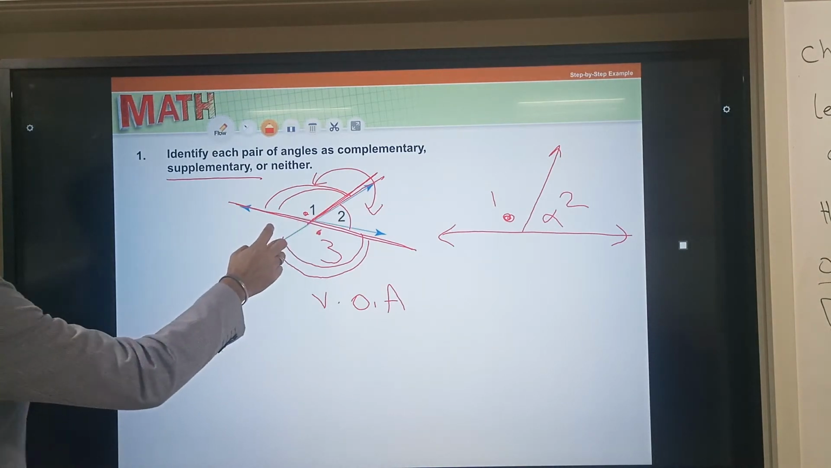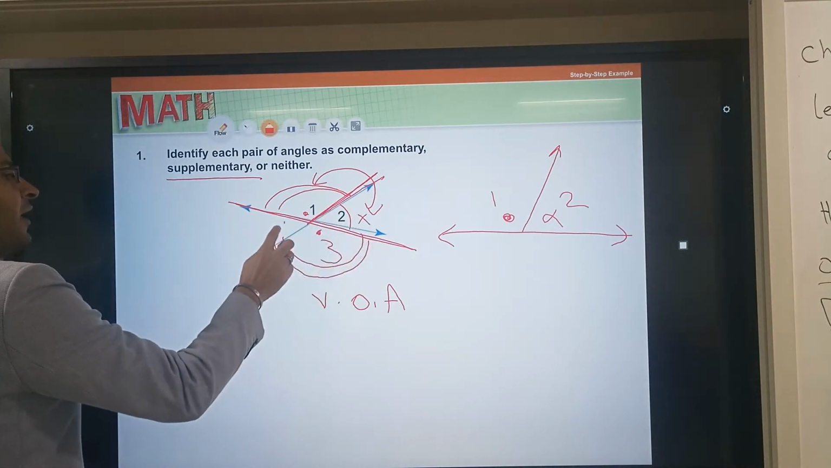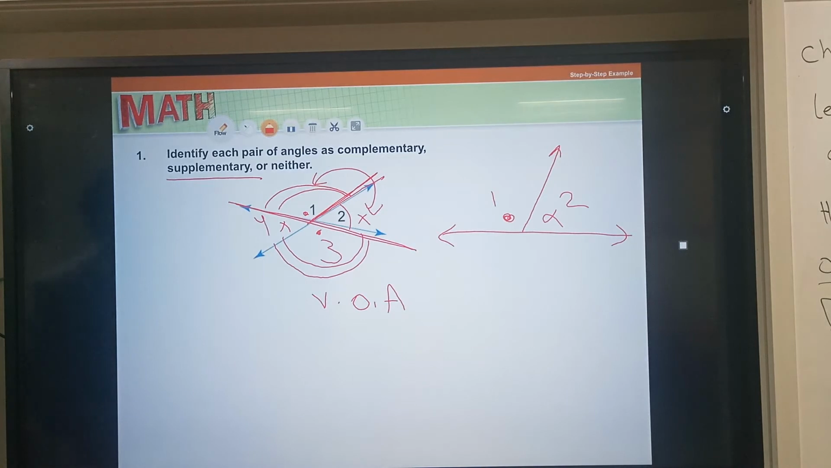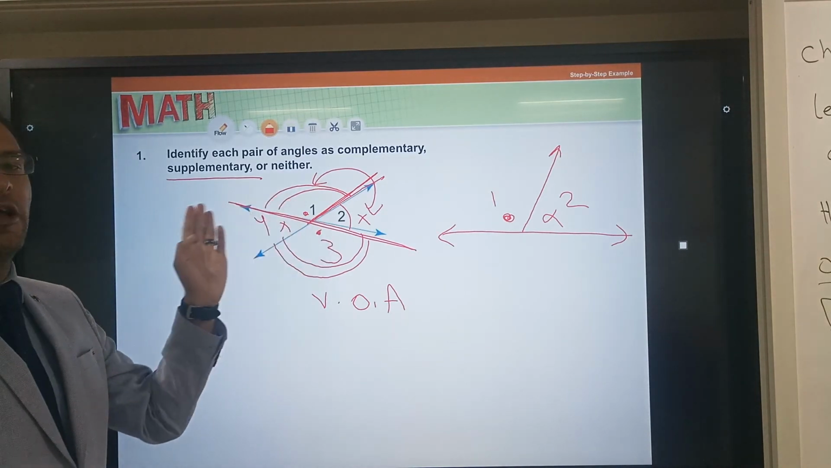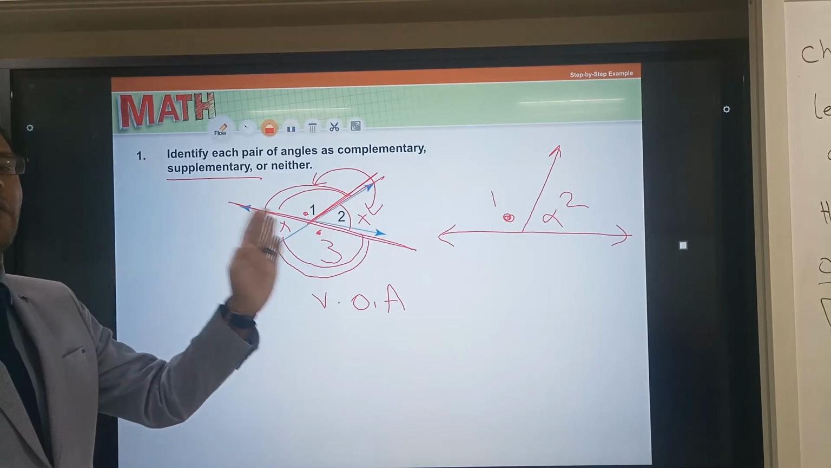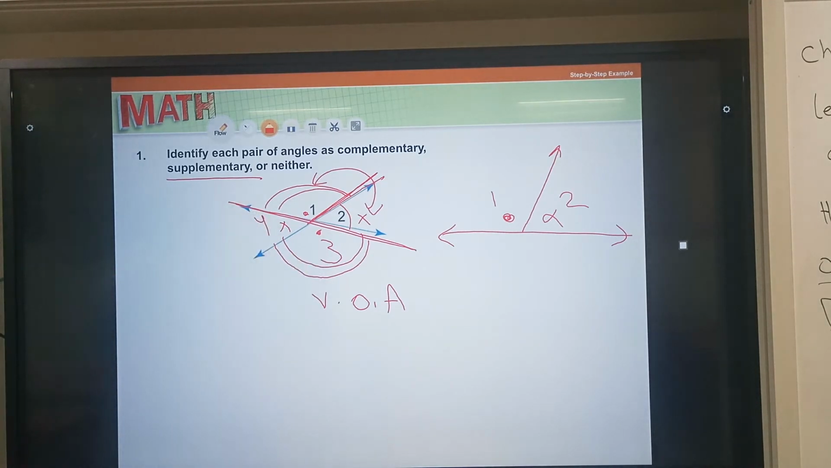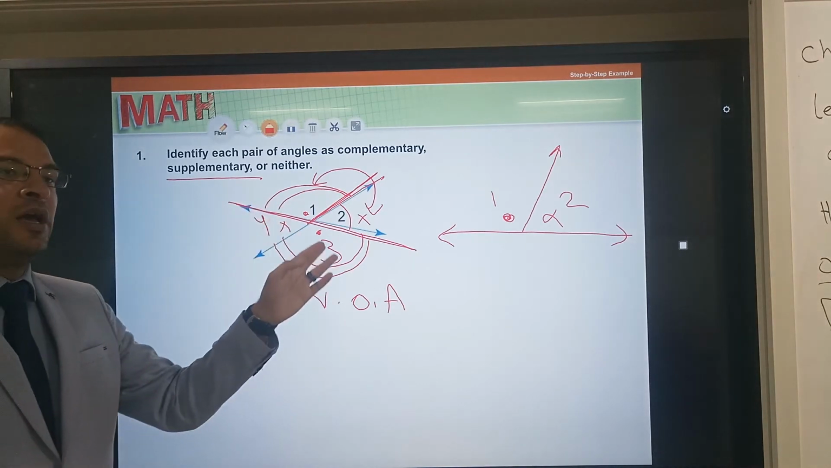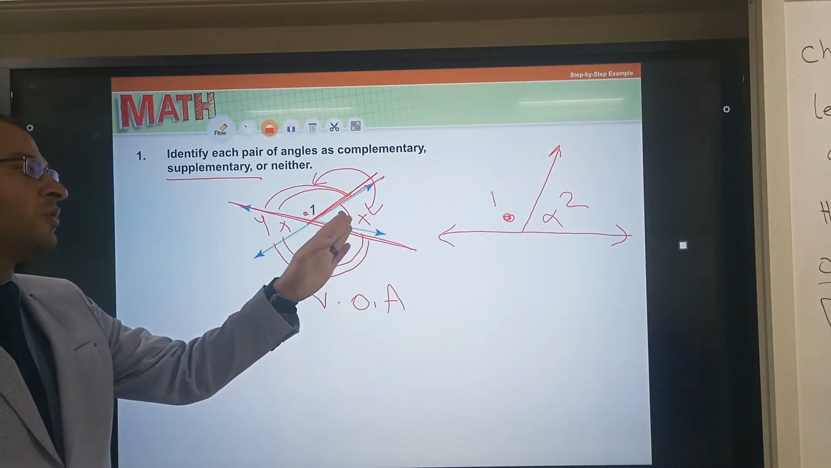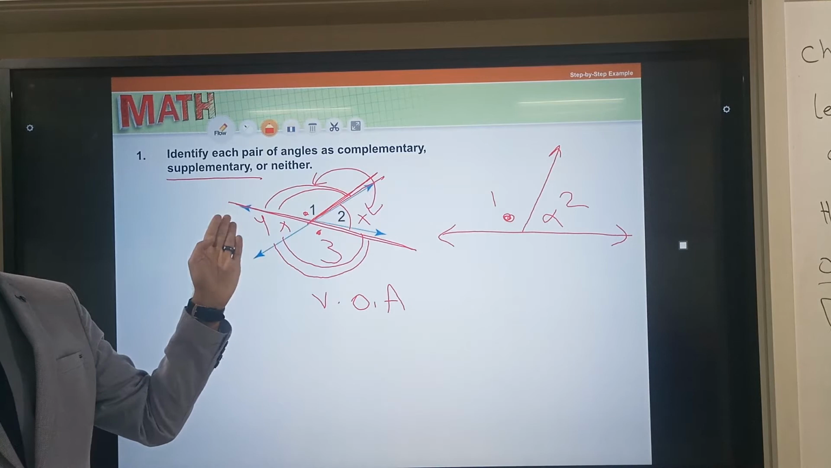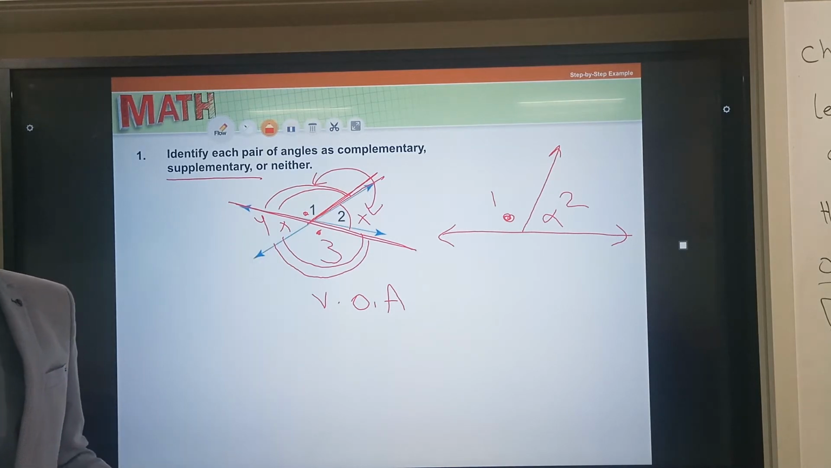Here we have angle 2 and angle 4, this angle and this angle. What is the relation between them? They are vertically opposite angles. So angle 1 equals angle 3, and angle 2 equals angle 4. Why? Because they are vertically opposite angles.